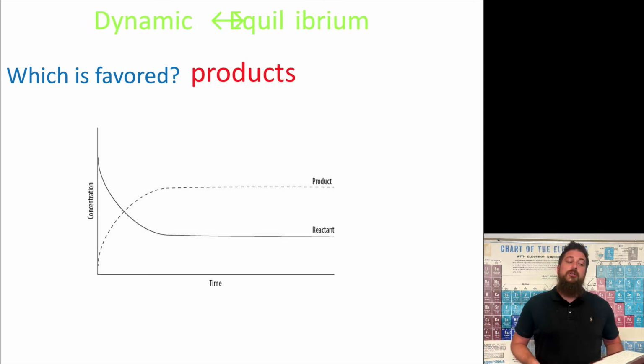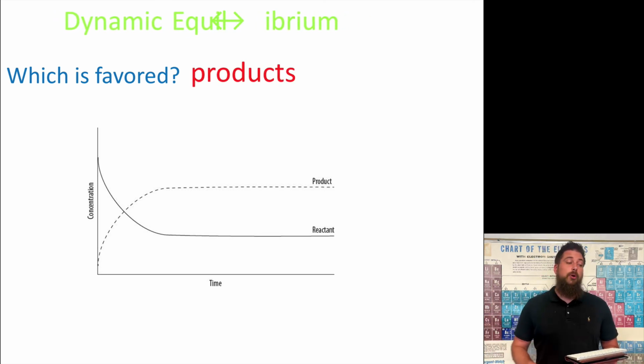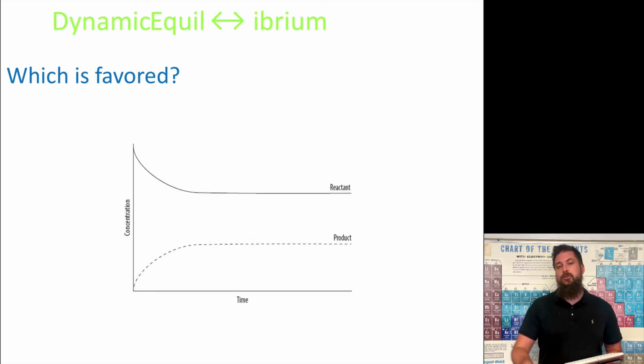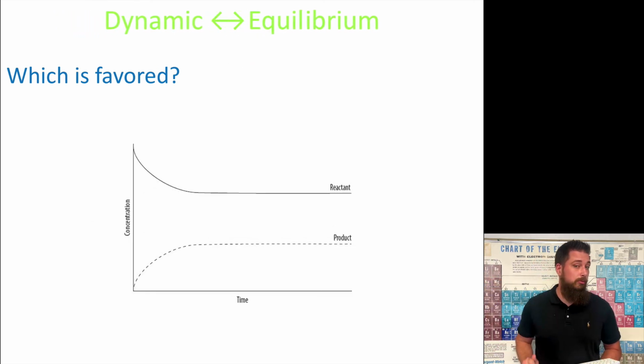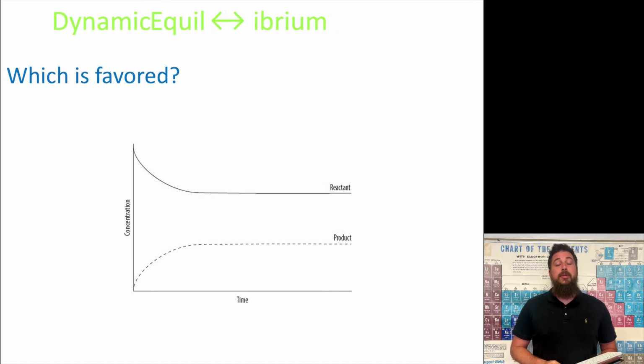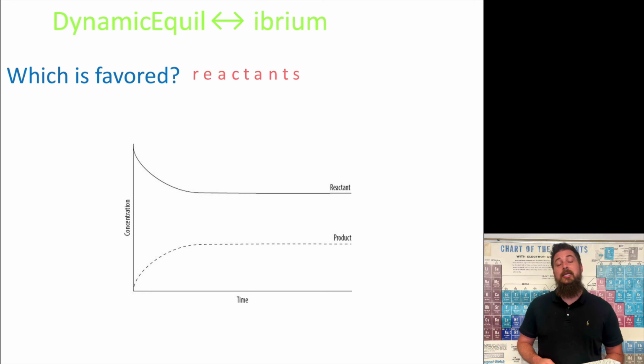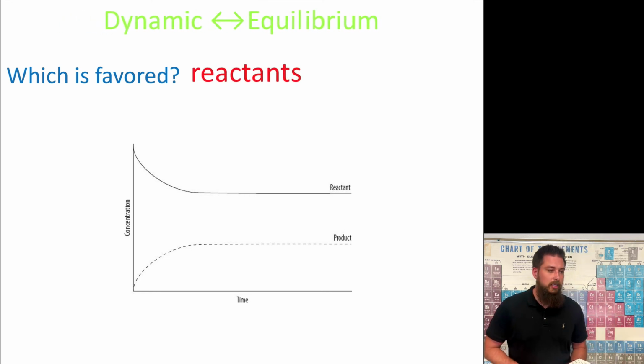So in this situation, products are favored because we end up with more product, meaning that we have a K value greater than 1. In this situation, because we end up with more reactant, that means that reactants are favored. And again, because reactants are on the bottom, that means we have a K that's less than 1. And that's it.